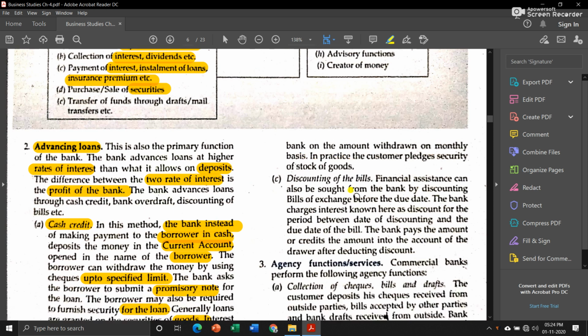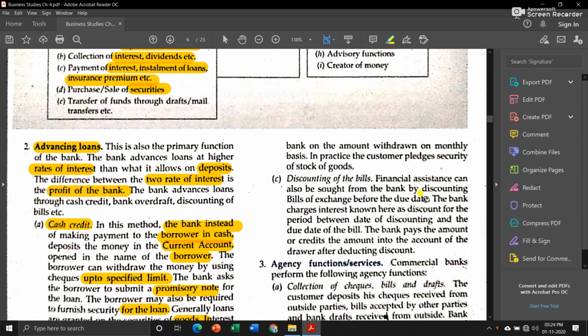Now next is discounting of bills. Financial assistance can also be sought from a bank by discounting bills of exchange before the due date. Bill of exchange is nothing but this: suppose you are running a business and you have sold goods on credit, then your customer will draw a bill and give it to you. That is known as a bill of exchange. They will fix a date, saying on that date I will pay you the amount for which I have purchased goods from you.